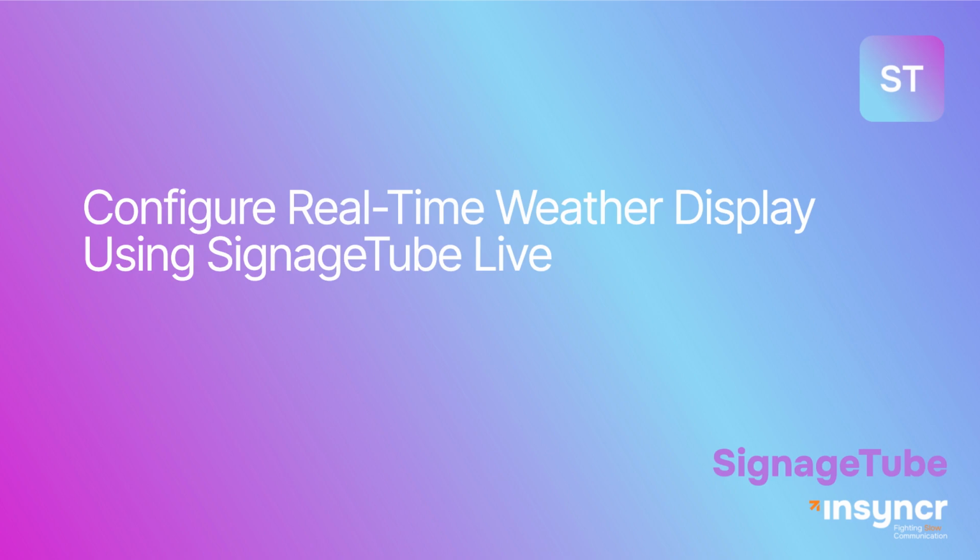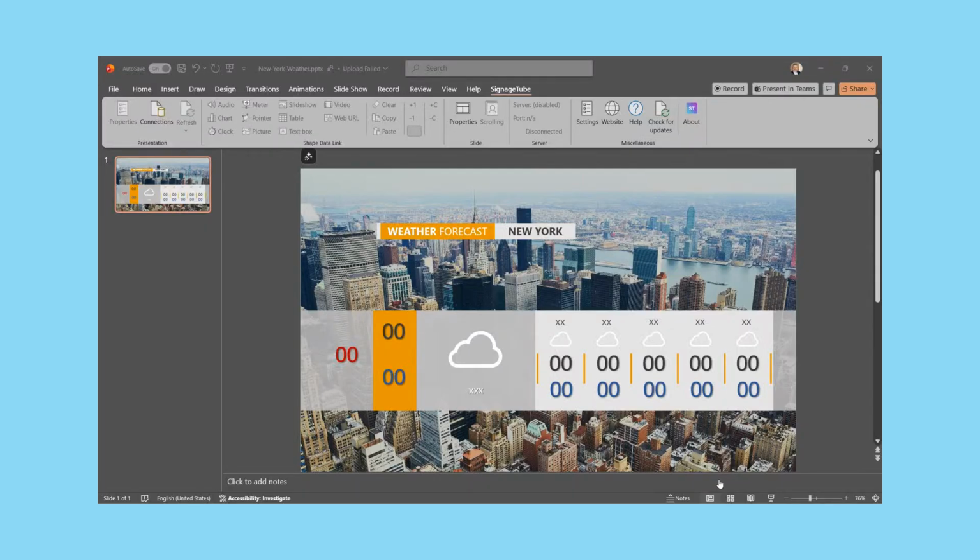This tutorial shows you how to add real-time weather information to your digital signage screens using SignageTube Live in PowerPoint. You will learn to configure locations, display settings, and run a slideshow with automatic weather updates. Adding weather information to digital signage screens and information screens is great because they grab attention.